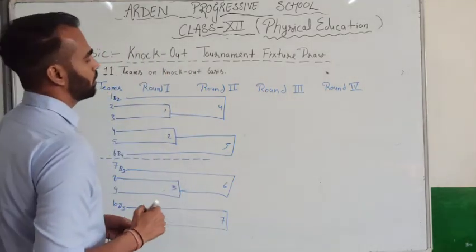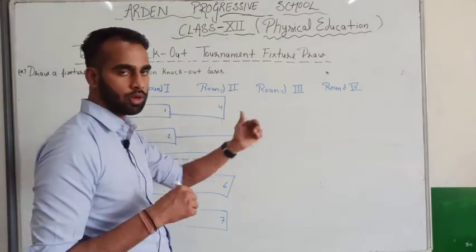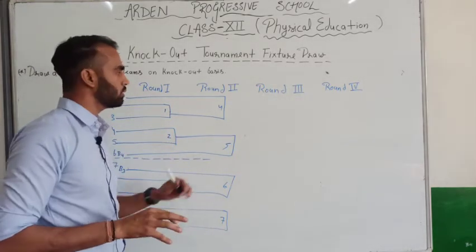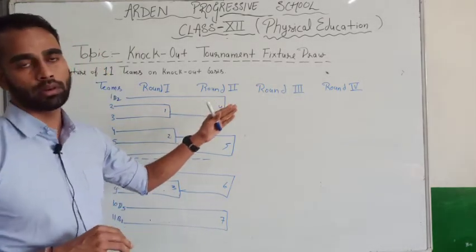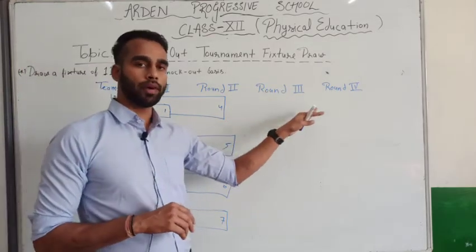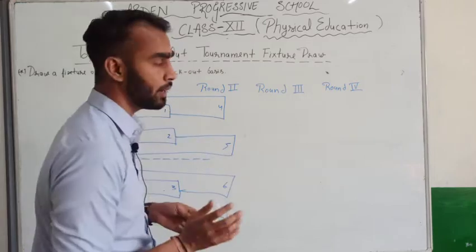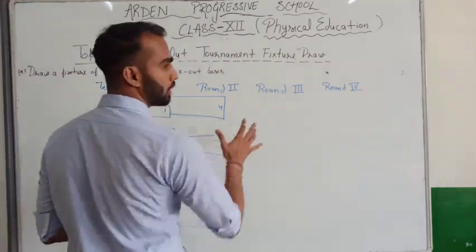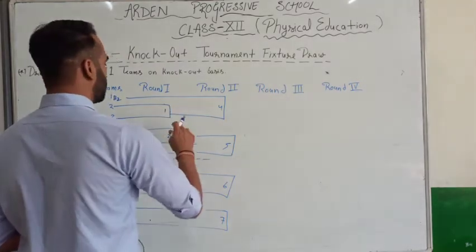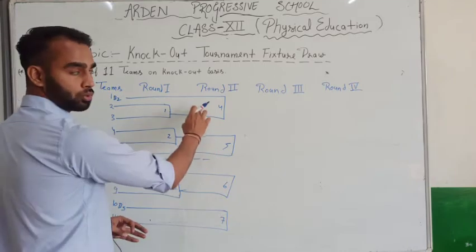Okay class. So now entering round 3, also called the semi-final round. The first round we call pre-quarter, the second round is called quarter-final, the third round we call semi-final, and the last round we call the final round. So now we are entering the semi-final. In the semi-final, we conduct matches between these two groups of teams.